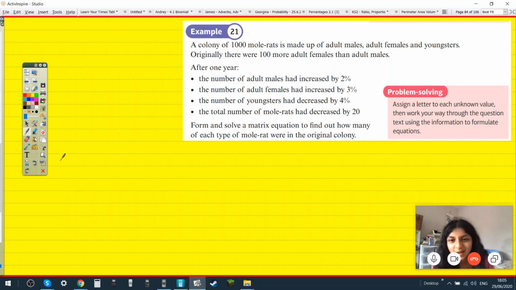it says assign a letter to each unknown. So I should probably start with that. So originally there were 100 more. So m plus 100 is equal to f.